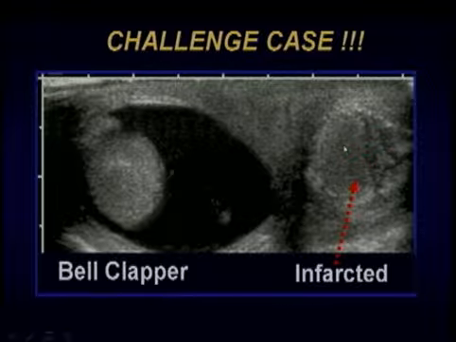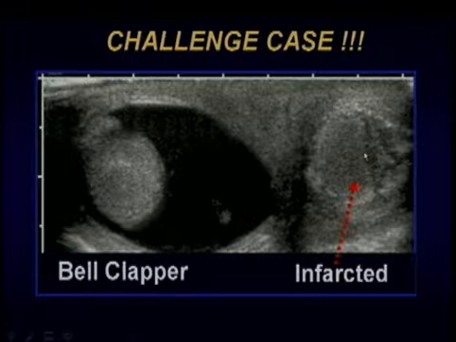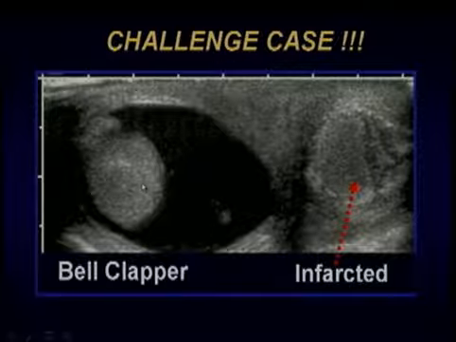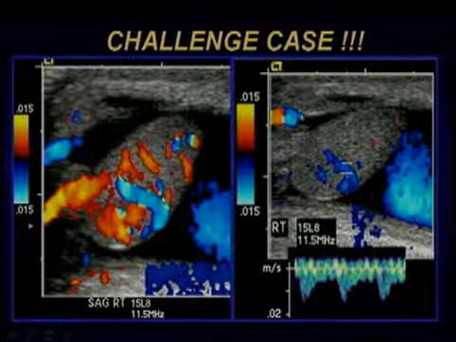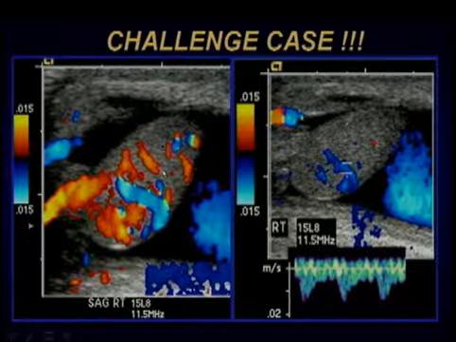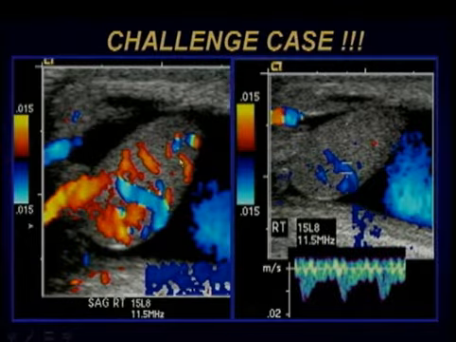So what did I do at this point? Well, this testis is not going to work for this neonate, and unfortunate, but that's what sometimes happens. I put color on, and I was surprised to see how much blood flow there was in the testis with the bell clapper type of deformity. But I am not a pediatric radiologist, and I was unsure if this was normal. I suspected this was hyperemic and increased flow. Well, how was I to prove that?